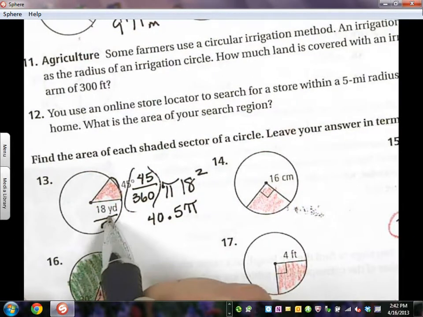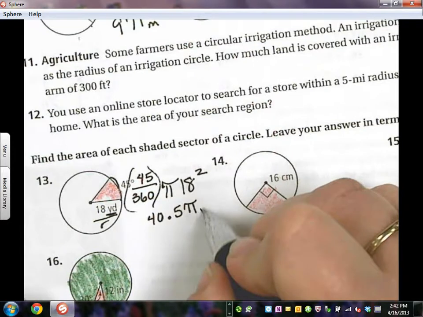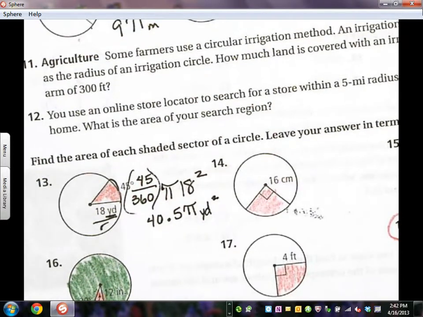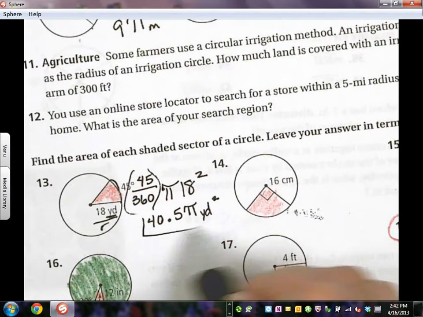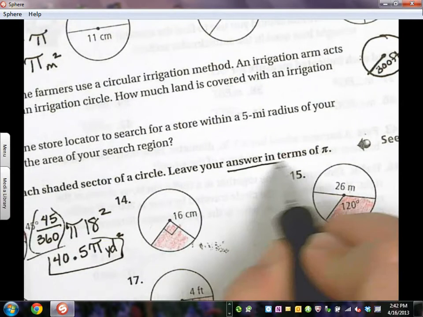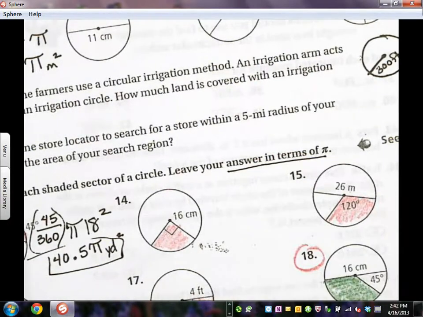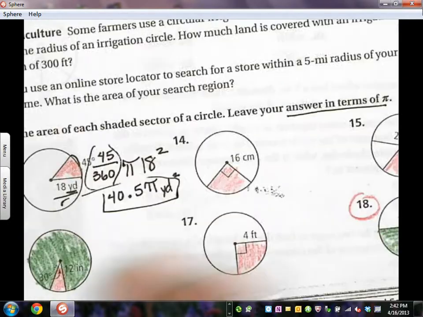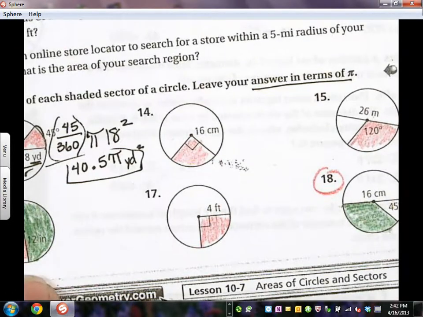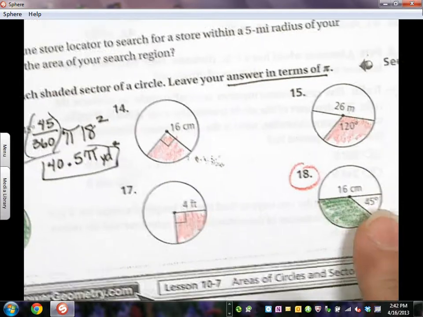And what is my unit? Yards squared. So that's your answer. Especially because they want it left in terms of pi. Remember, always look for that. That's all you're going to do for 14 and 15. 16 is going to be like 18. So let's look at that one.